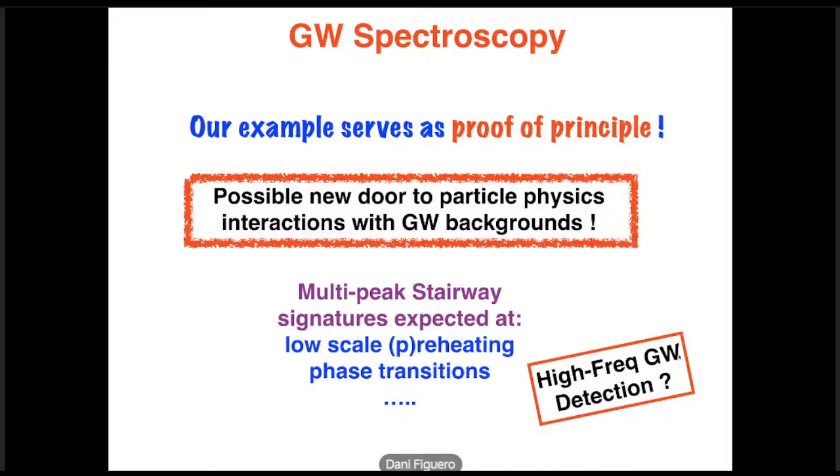Of course, one should never forget that there's the possibility of measuring high-frequency gravitational waves, maybe in a long future, and hence you could really access the kind of scenarios of preheating. But so far, the plethora of gravitational wave detectors that have been planned for the next 2 decades are rather at low frequencies. So the idea is to play this game of looking for multi-peak stairway signatures in low-scale preheating and phase transitions at the scales in which you generate observable signals. With this, I have concluded the first part.